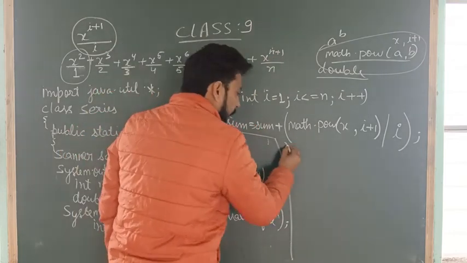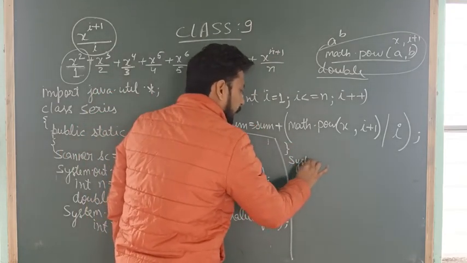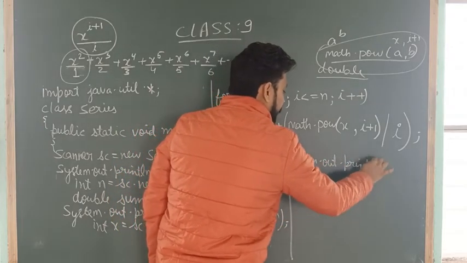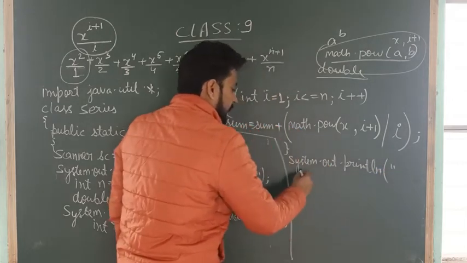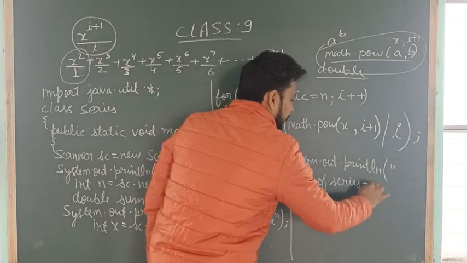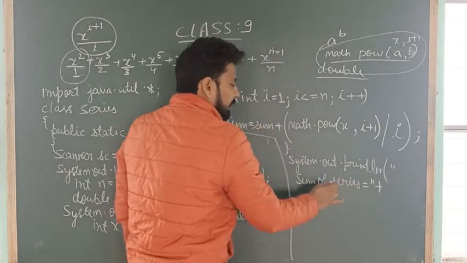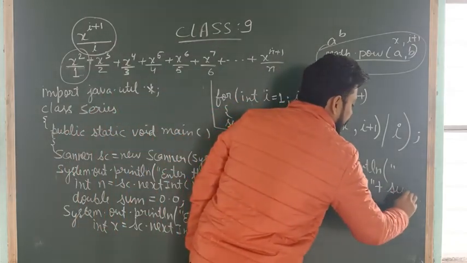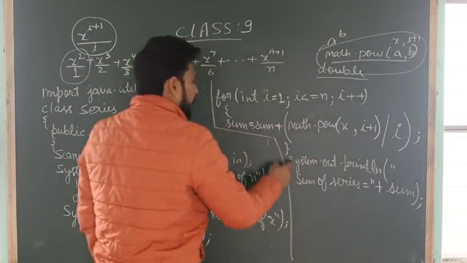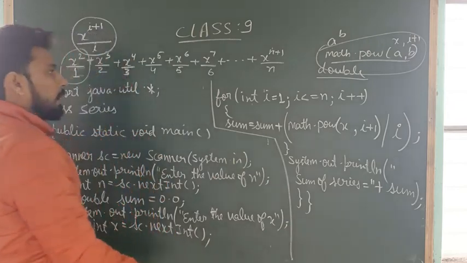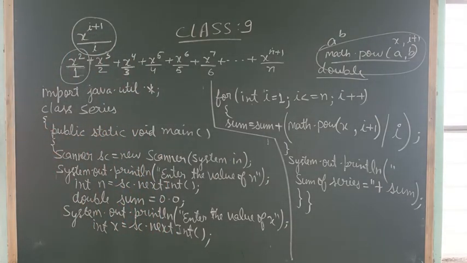Okay? So the for loop is closed here, then System.out.println("Sum of series is equals to " + sum). In which variable are we holding the sum? In the variable sum. After that your main is closed, then your class is closed. So this is the program to find the sum of the series.